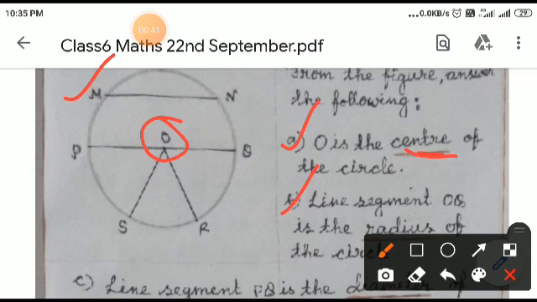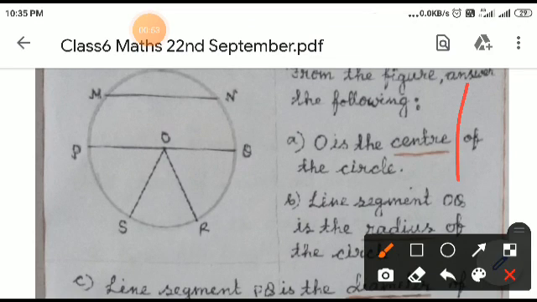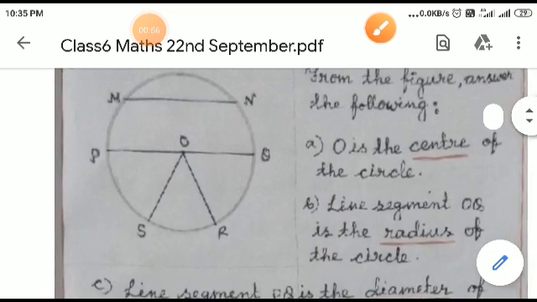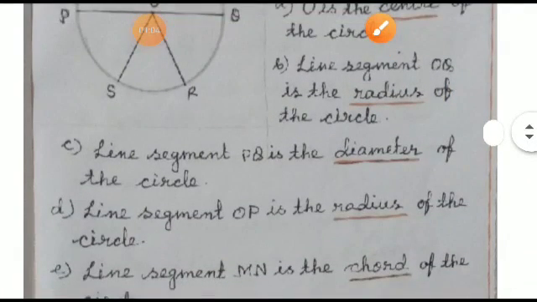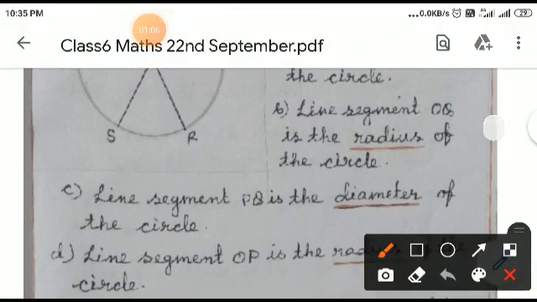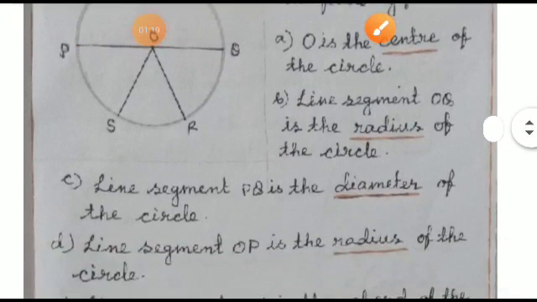Number B, line segment OQ. This line segment OQ is the radius of the circle. So here we are getting OQ, which is the joining of center and any point on the circle. We can say it is the radius of the circle. Now part C, line segment PQ. In the diagram, PQ is joining any two points on the circle that passes through the center. So we can say PQ is the diameter of the circle. Here write diameter.